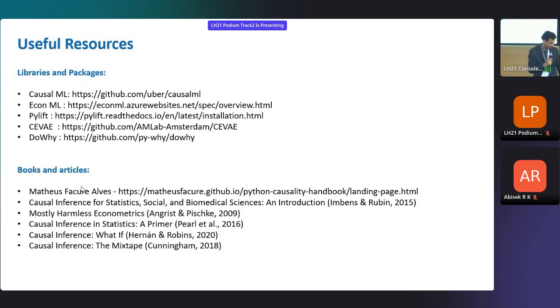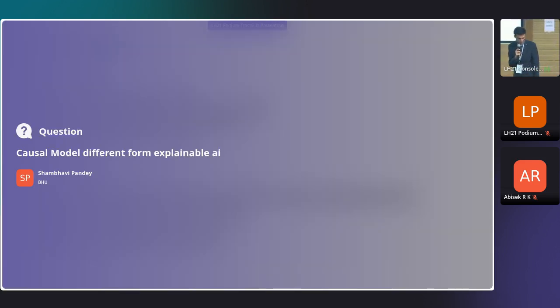Yeah, I can ask some questions. I was trying to understand the matching framework. Okay, there is a question in chat. Let's take that first. The question is, how are causal models different from explainable AI models?